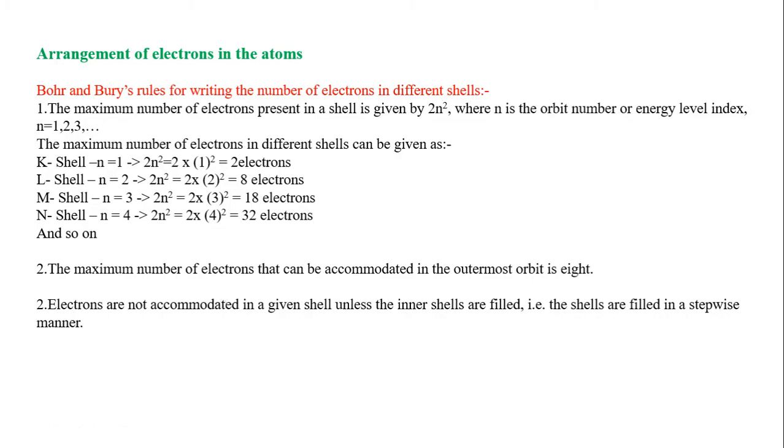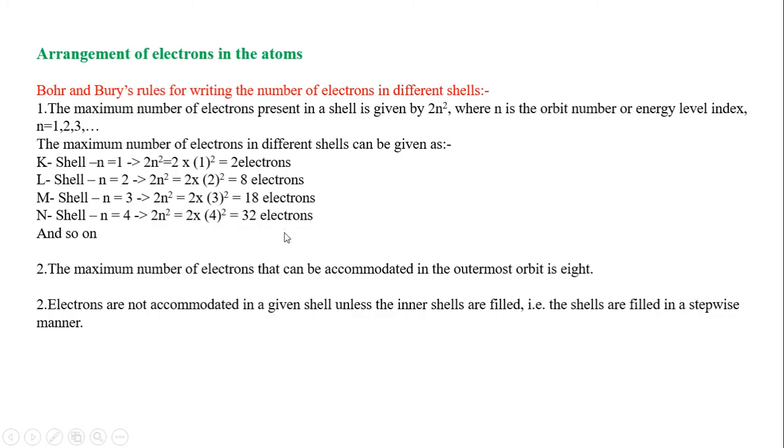Next, the arrangement of electrons. While teaching Bohr's model, as I told you, the maximum number of electrons in a shell is given by the formula 2n squared, where n is the orbit number, energy shell or energy level, n equal to 1, 2, 3. So a K shell can have a maximum of 2 electrons, an L shell 8 electrons, an M shell 18 electrons, and an N shell 32 electrons.